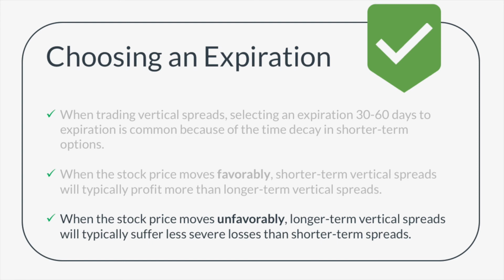So there's always a give and take with options trading, and in terms of choosing an expiration cycle, if you choose a very short-term expiration cycle and the stock price moves against you, you're pretty much done. However, if you have a longer-term expiration cycle in your spread and the stock price moves against you, you'll suffer less severe losses and you'll also have more time for the stock to recover.